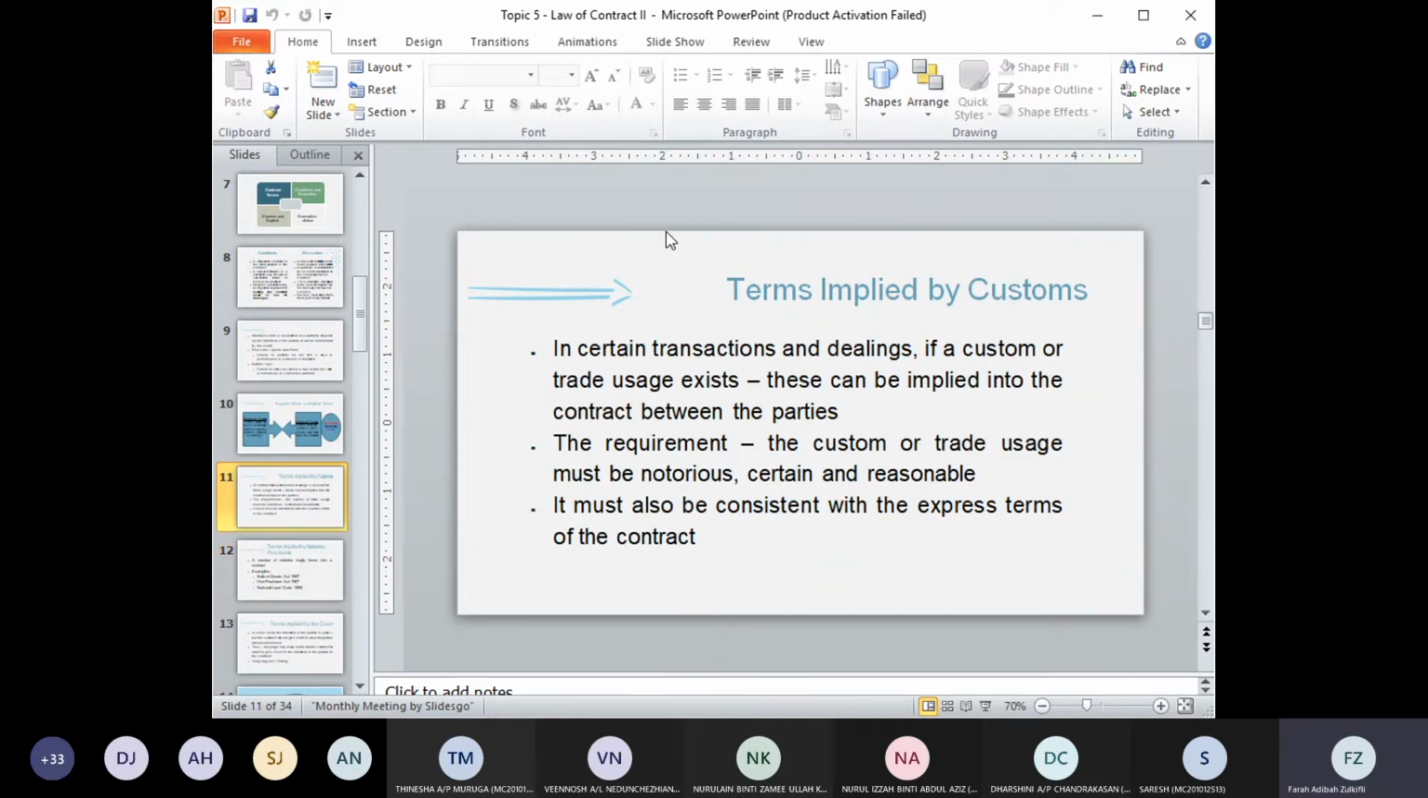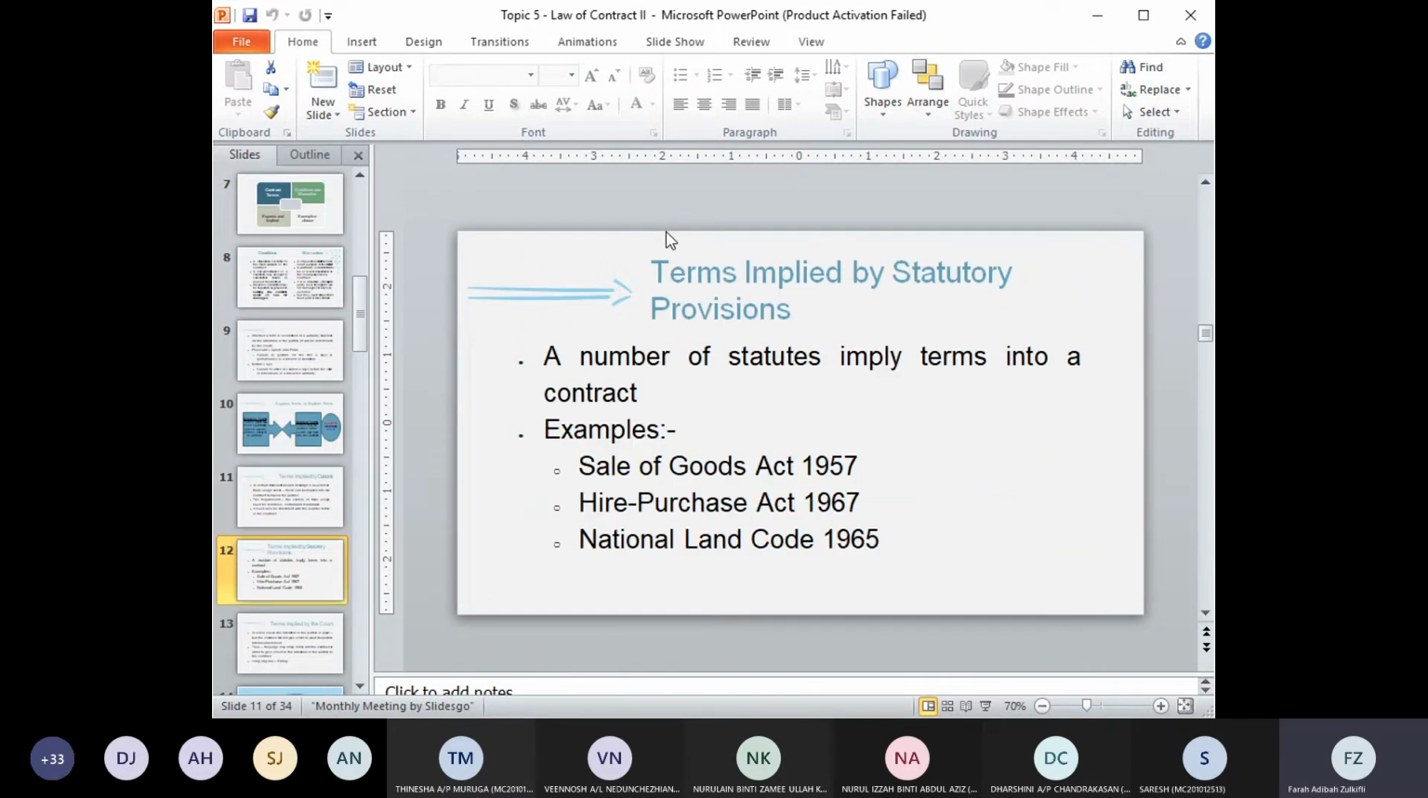So if you want to imply a custom into a contract, you must make sure that the custom is something very popular. Everyone in the industry will know that that is a custom in the industry. So if it is something very popular, reasonable, and notorious, well known by everybody, the court can imply the term into the contract, even though nothing is stated about the term in the contract. Okay, so that is the first one, terms implied by customs.